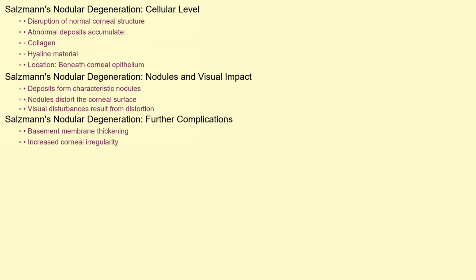Let's talk about what's actually happening at a cellular level. In Salzmann's nodular degeneration, the normal structure of the cornea is disrupted. Abnormal deposits of collagen and hyaline material accumulate beneath the corneal epithelium, which is the outermost layer of the cornea. These deposits form the characteristic nodules that give the condition its name. Over time, these nodules can distort the corneal surface, leading to visual disturbances. In some cases, the basement membrane of the corneal epithelium can also thicken, further contributing to the irregularity.